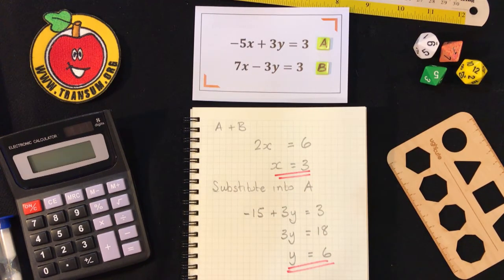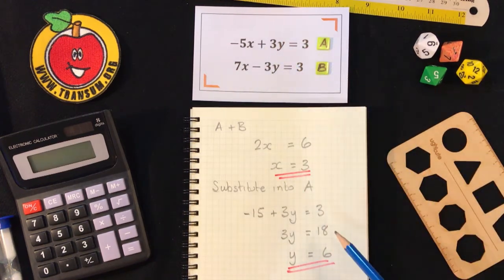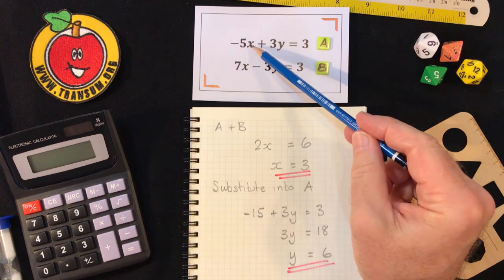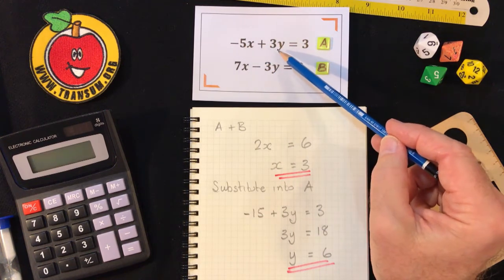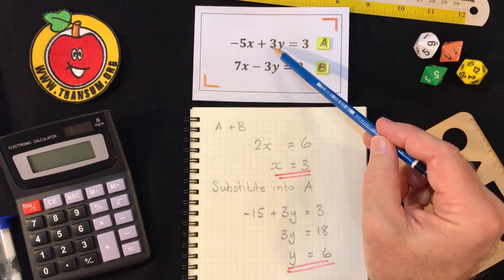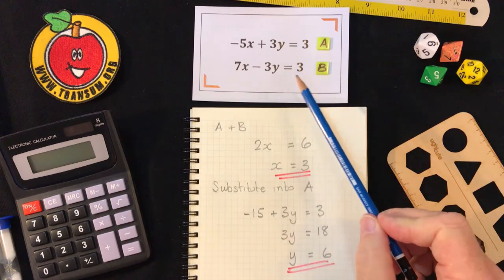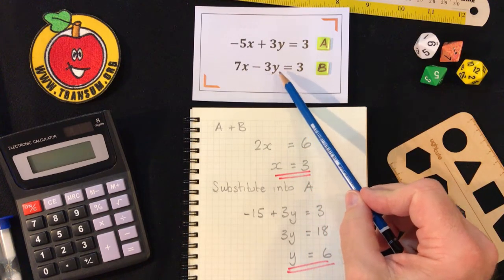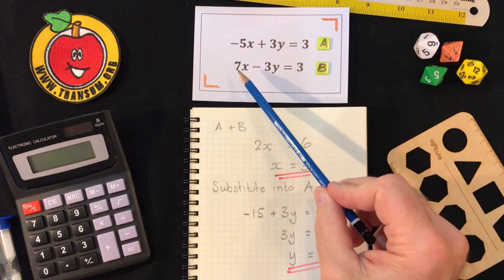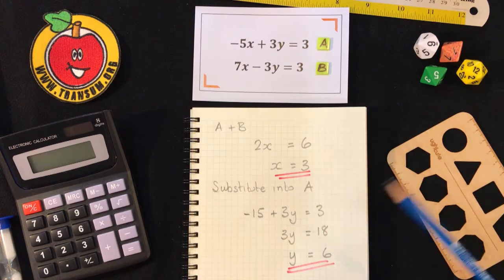Now to check these, I could put those values back into the original equations and make sure that they're true. So minus 5x would be minus 15, 3y would be 18, so minus 15 added onto 18, yes, that does give 3. Checking the second equation, 7 times 3 is 21, take away 3 6s are 18, so 21 take away 18 does give me 3. Yes, I'm confident that those two answers are correct.